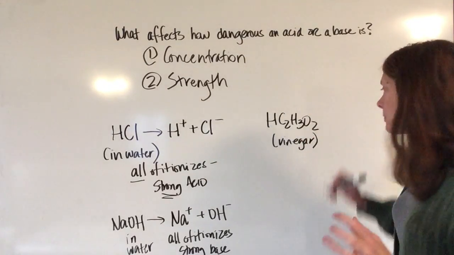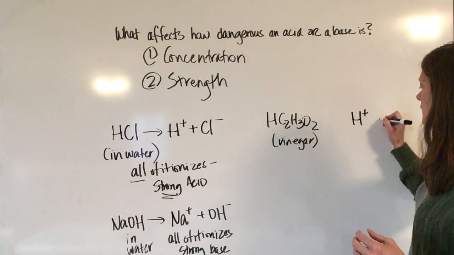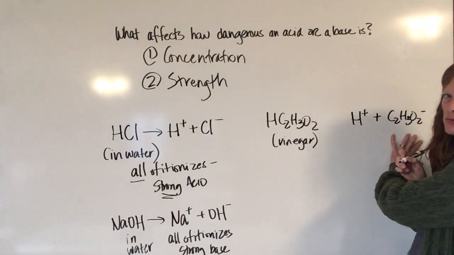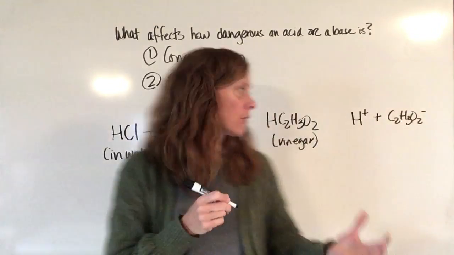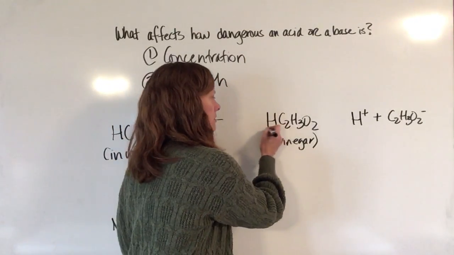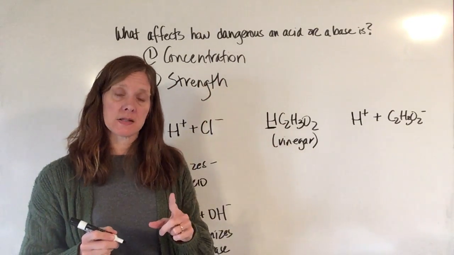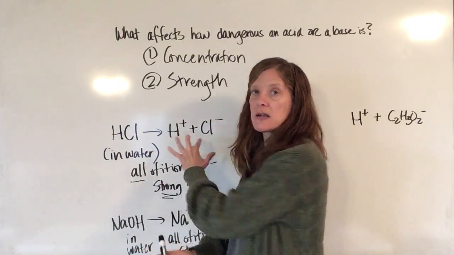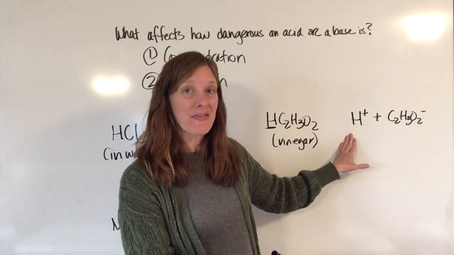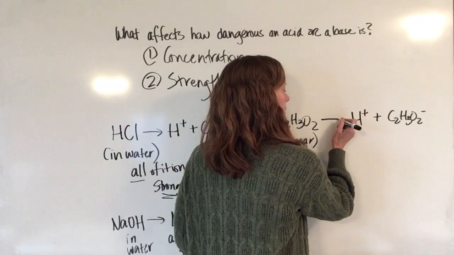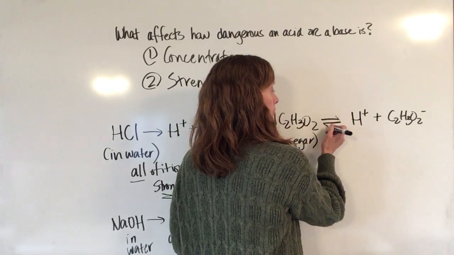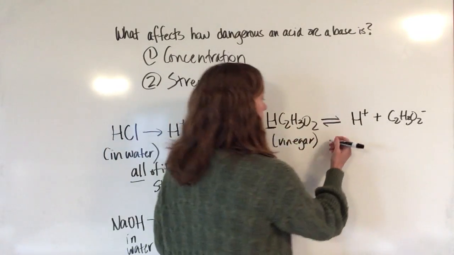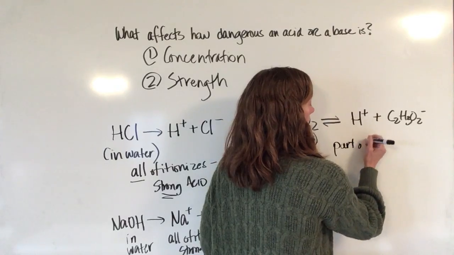And I talked about how it would break apart into hydrogen ions and then what are called acetate ions. I don't expect you to recall the name of that or how to break it apart. Just know that this front hydrogen ion breaks off. But over here, every single one of these breaks apart into ions. But over here, that is not the case. And so in place of just putting one arrow going this way, I'm actually going to put a double-headed arrow to show that not all of it breaks apart. So here, only part of it ionizes.